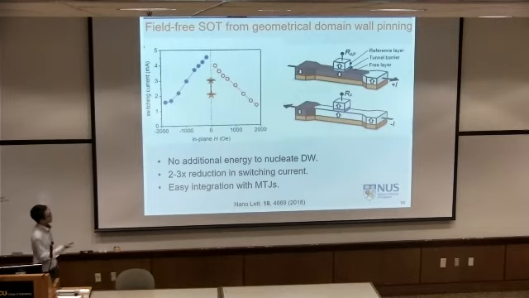Right, so then we can easily integrate those with the conventional MTJ on top, and you can read out. And due to this, we have some energy saving because we don't need to nucleate the domain wall. We already predefined it. So we can also move at zero current.